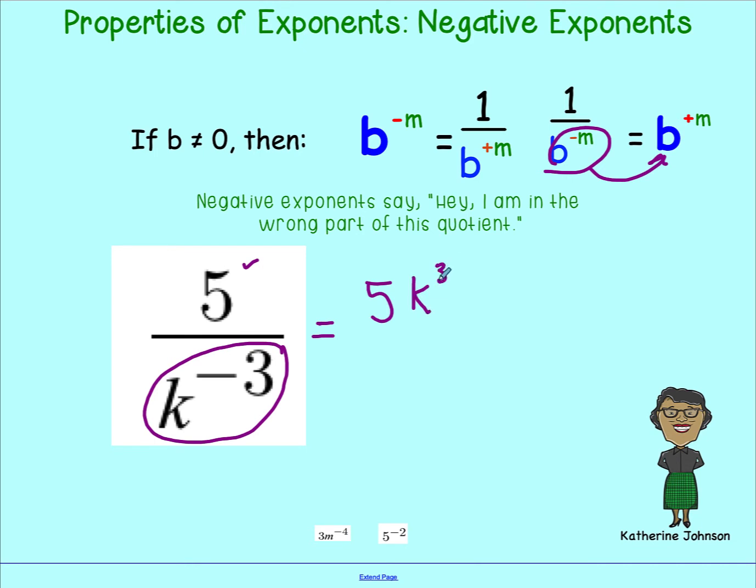The exponent becomes positive when we move it to the opposite part of the quotient. The denominator now has nothing left there, so it really is 1. But I don't need to write the hidden 1 in the denominator, so I would write it in simplified form, 5 times k to the 3rd.